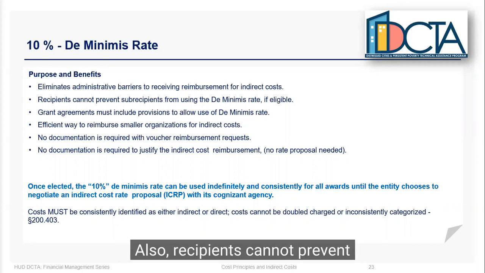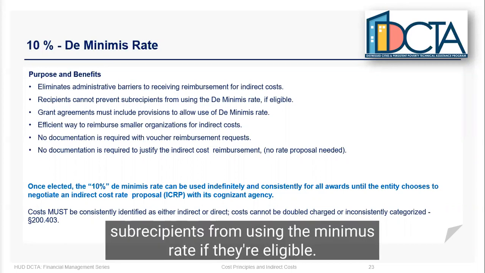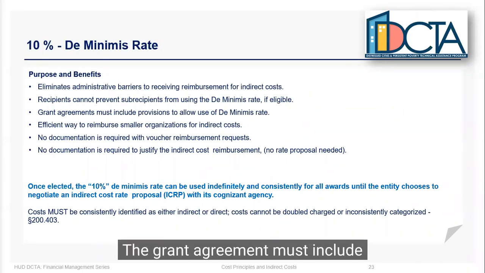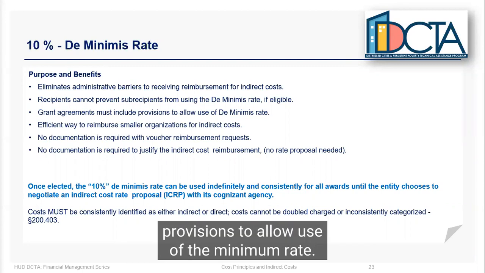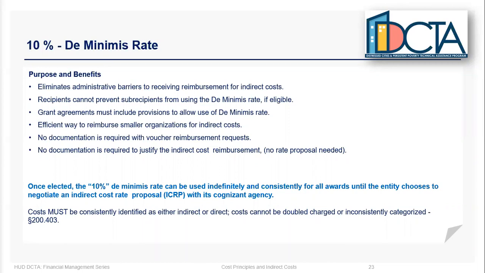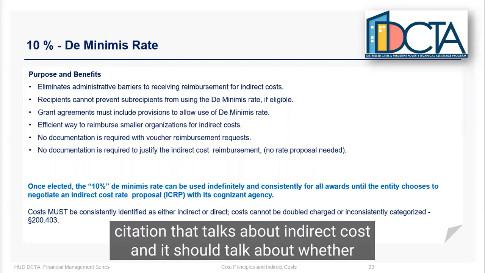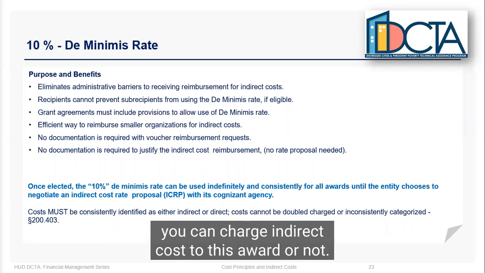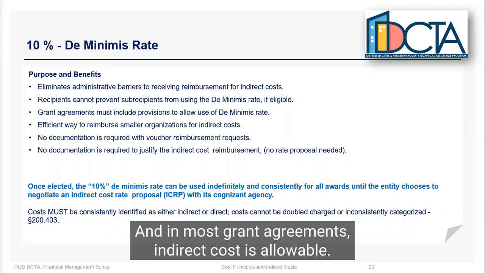Also, recipients cannot prevent subrecipients from using the de minimis rate if they're eligible. The grant agreement must include provisions to allow use of the de minimis rate. So in your grant agreement, there should be a citation that talks about indirect costs, and it should talk about whether you can charge indirect costs to this award or not. And in most grant agreements, indirect costs are allowable.